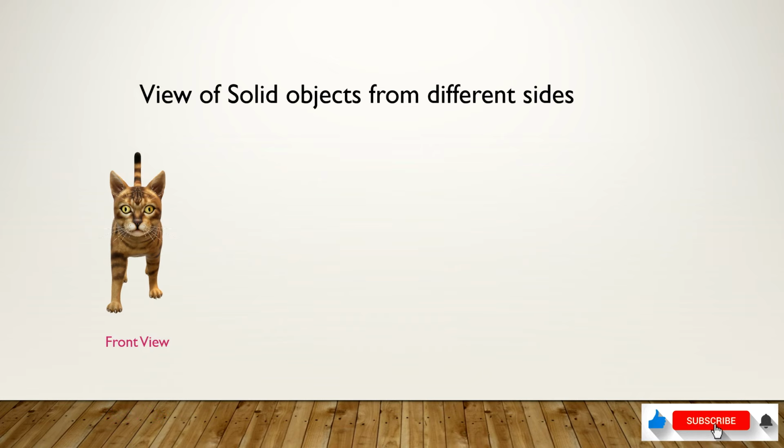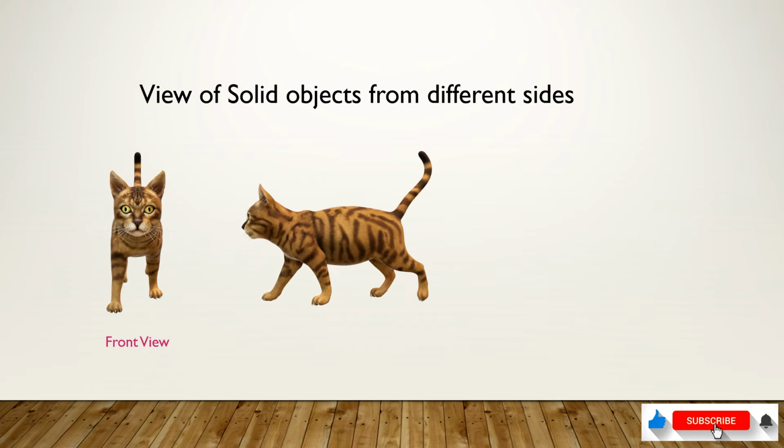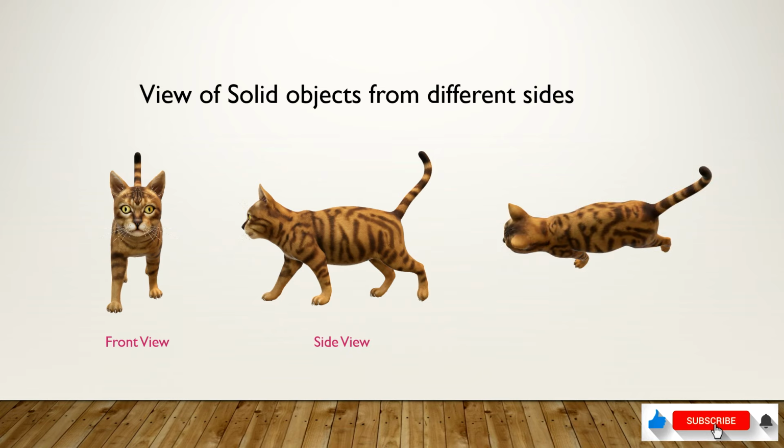Okay, so this is our front view. When you look at the same cat from the side, one of its sides, it is called side view, and this is how it looks. This is our side view. The same cat if you look from the top. If you are living on the second or third floor of an apartment maybe, and you look down on the road at a cat walking, the look will come something like this. So this is our top view.